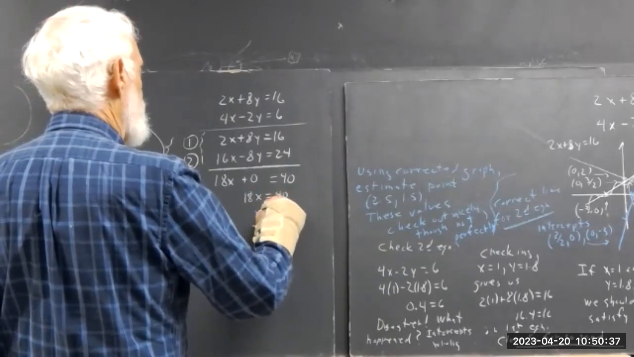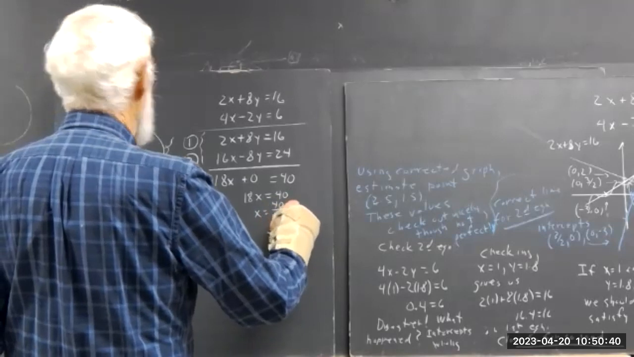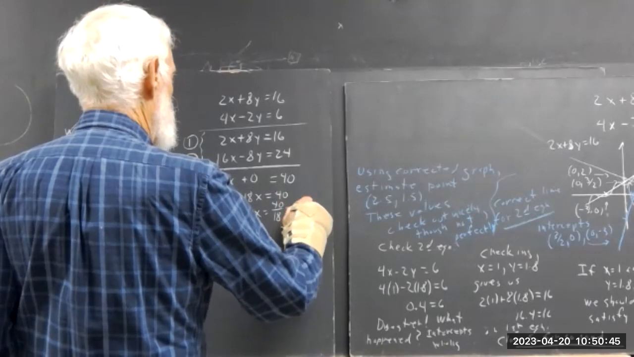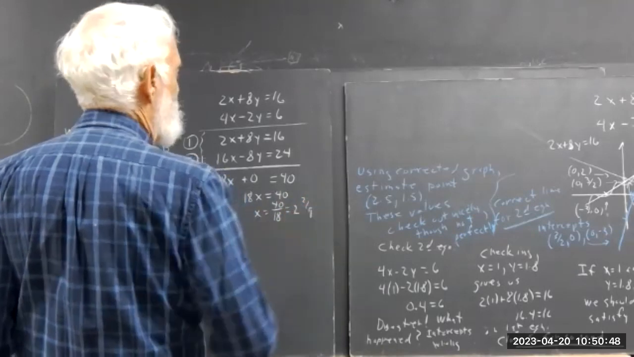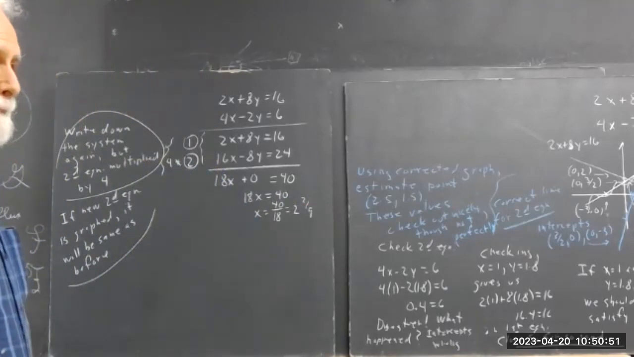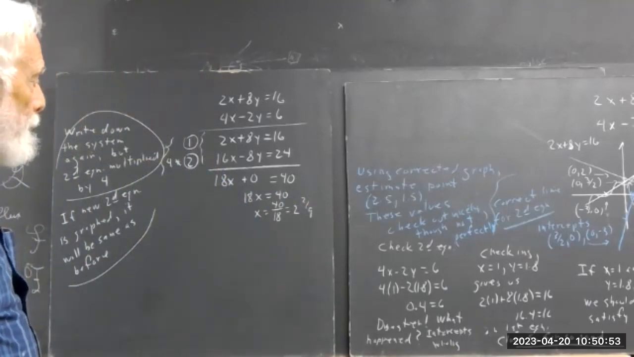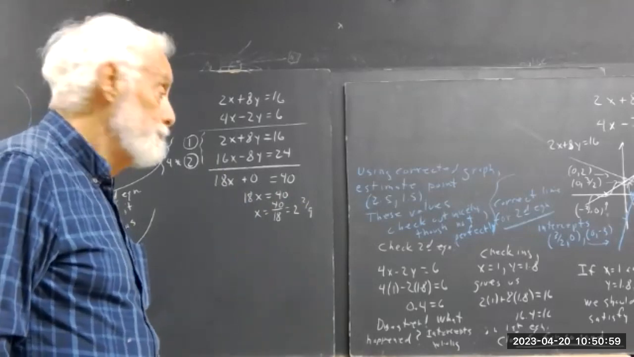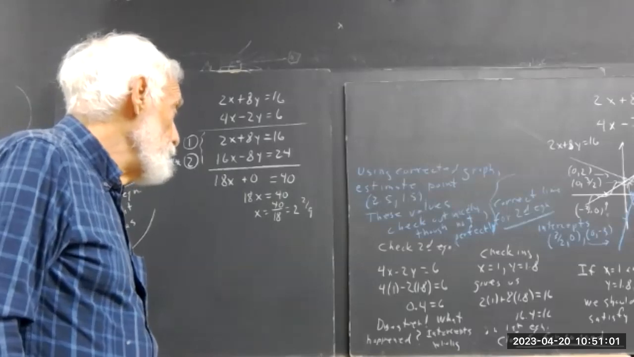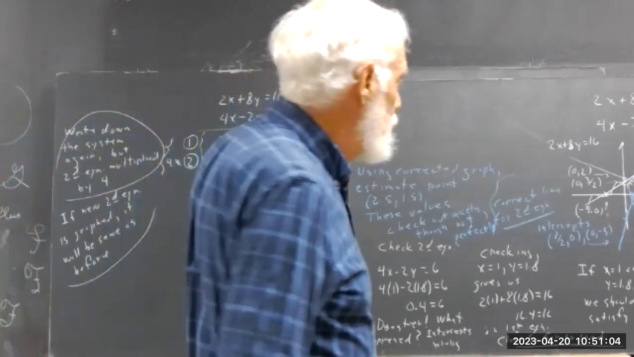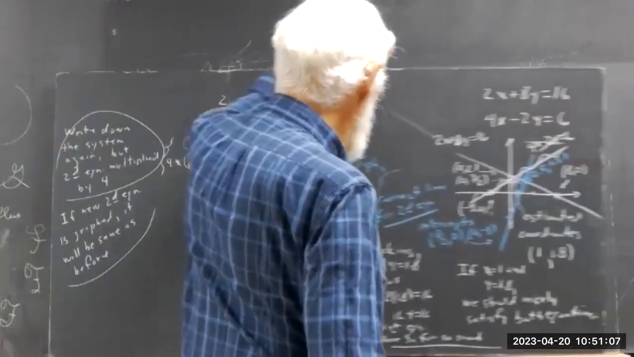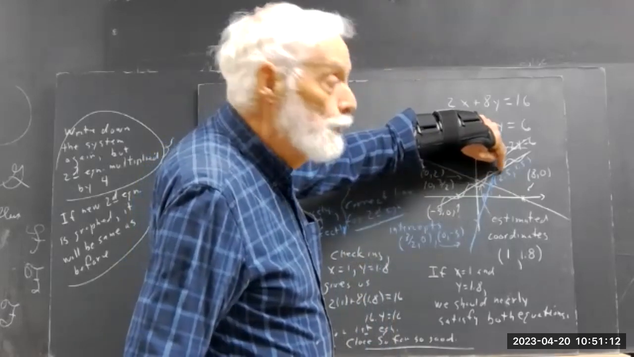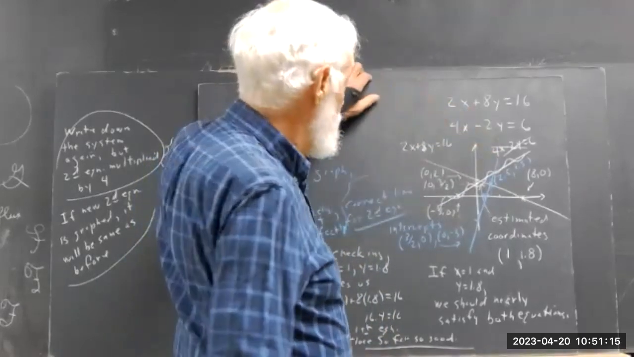So x is 40 over 18, which is 2 2/9, and that's approximately 2.22. I did that right. Yeah, that's right. Now, let's go back to our estimate for the x coordinate when these things cross. We got 2.5.